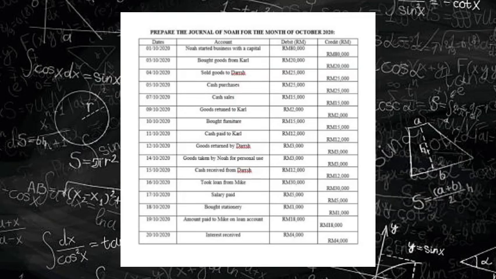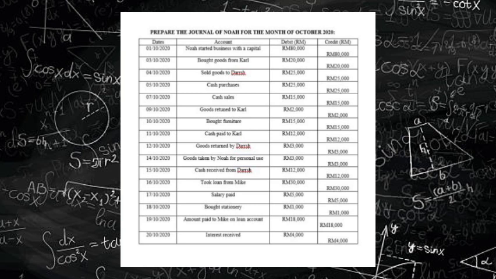Prepare the journal. The term Journal of Accounting typically refers to an academic or professional publication focused on accounting-related topics. This journal serves as a platform for researchers, scholars, and practitioners to share their original research, theories, methodologies, and insights related to accounting. This is the journal of Noah.